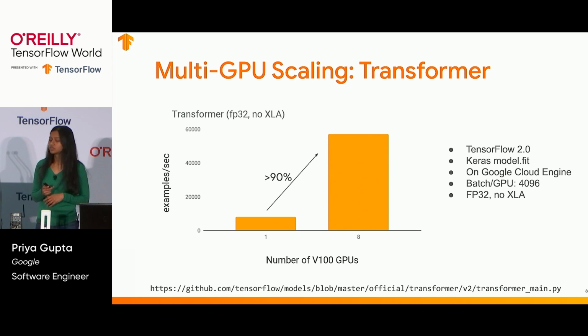Another example is using the transformer language model to show that this is not just for images. We're able to scale up other types of models as well. And in this case, we're able to get more than 90% scaling when running from 1 to 8 GPUs.